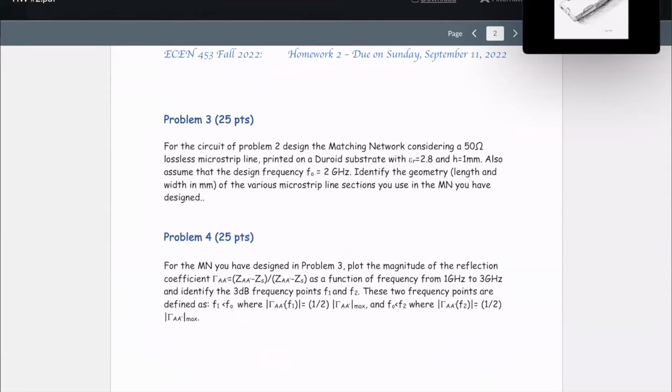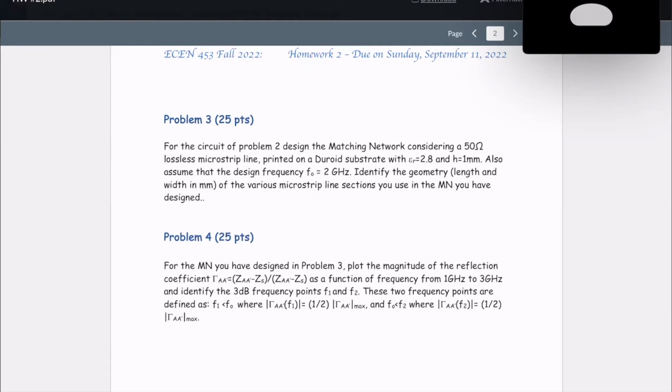Okay. How did you find problem 4? I haven't got to that one yet since we haven't gotten problem 3 done, and it required problem 3. Okay. Anybody else? So I guess it's about the same.